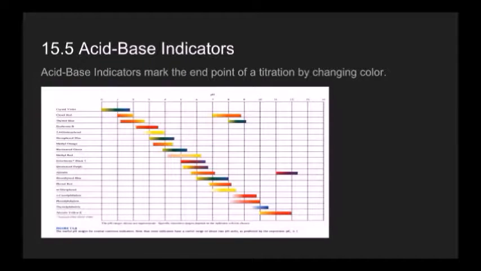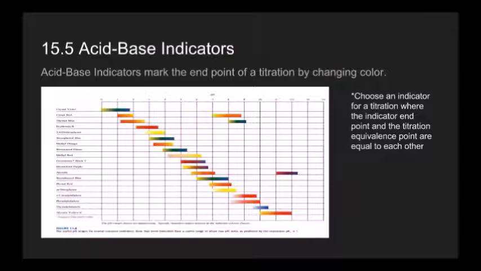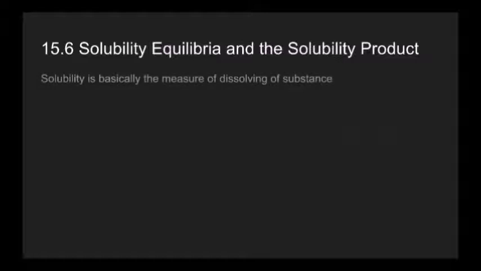Okay, so acid-base indicators basically mark the endpoint of a titration by changing color. Usually you'll look at charts like these to see what color it will change to. Choose an indicator for titration where the indicator endpoint and the titration equivalence point are equal to each other.